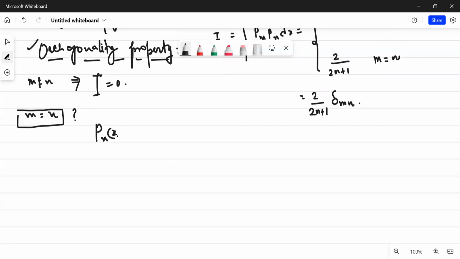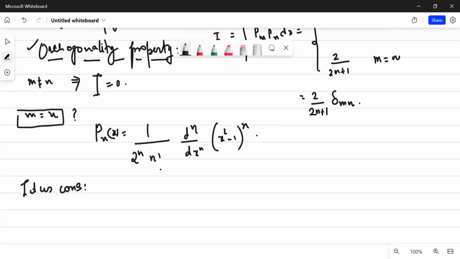The Rodrigues formula says that you can generate Legendre's polynomial using this formula: 1 upon 2 to the power n factorial, then d^n upon dx^n of (x squared minus 1) raised to power n. For the time being, forget about this integral. Let us consider the integral I as the integral of f(x) Pn(x) dx.